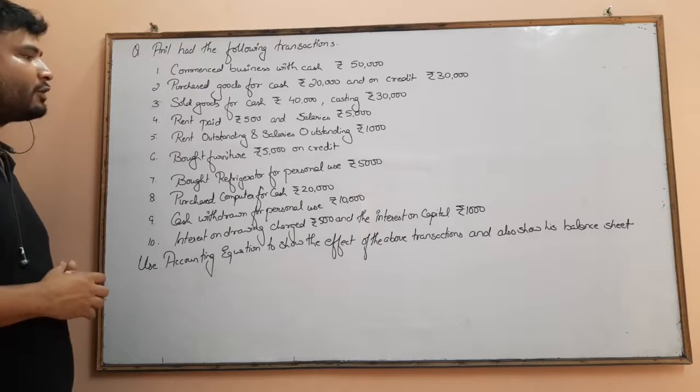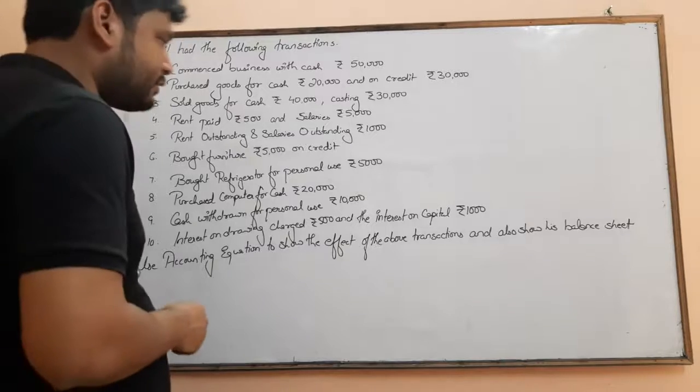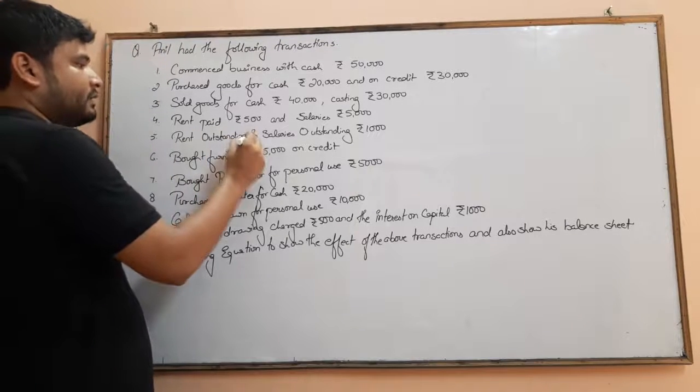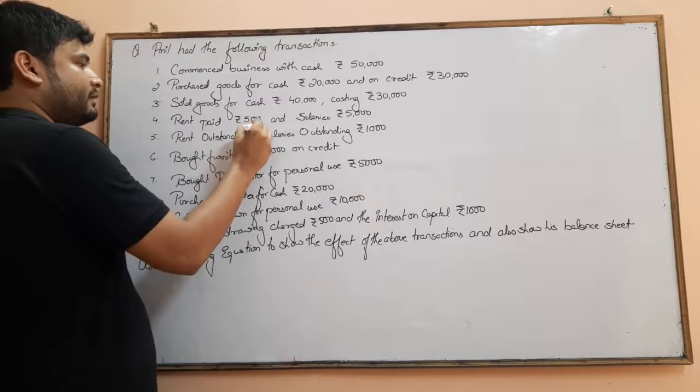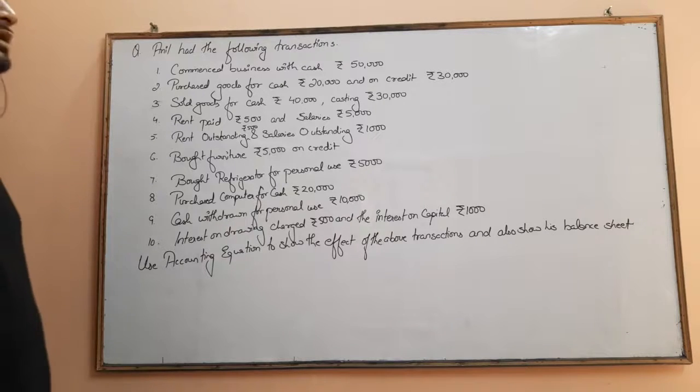Point number 5, rent outstanding rupees 500 and salaries outstanding rupees 1,000. Rupees 500. Sorry, by mistake I forgot it. Then point number 6, bought furniture rupees 5,000 on credit. Point number 7, bought refrigerator for personal use rupees 5,000. Point number 8, purchased computer for cash 20,000. Point number 9, cash withdrawn for personal use rupees 10,000. Point number 10, interest on drawing charged rupees 500 and interest on capital rupees 1,000.